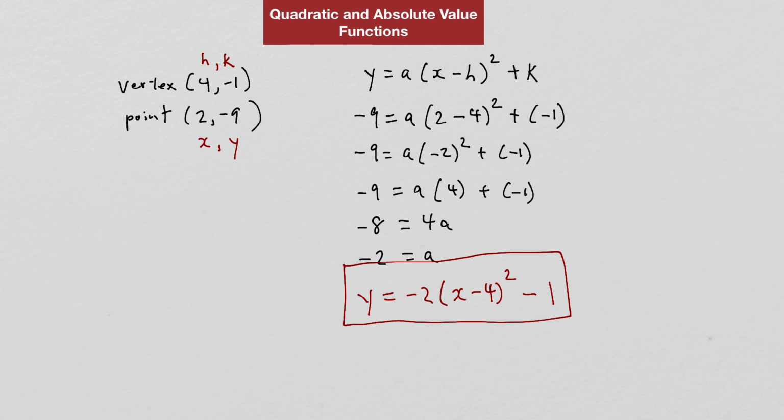So if you follow this process for the remainder of the problems in 51C, then you should be able to come up with the equation each time. The only difference here is that they will give you a different vertex and a different point, but the process is the same. Okay? So let's move on to the absolute value function.